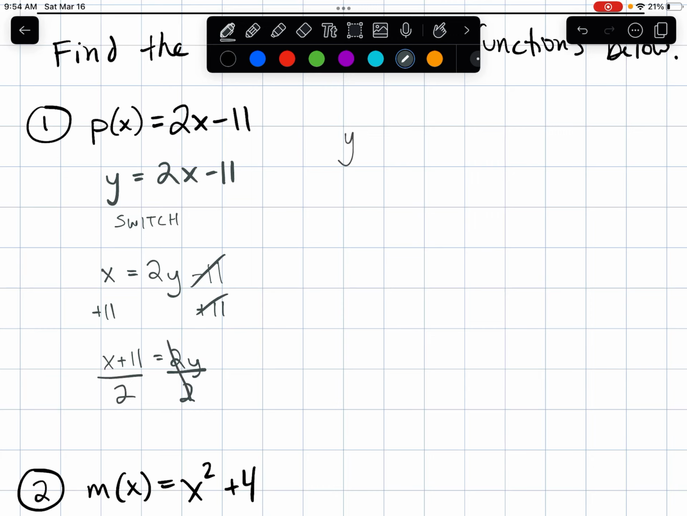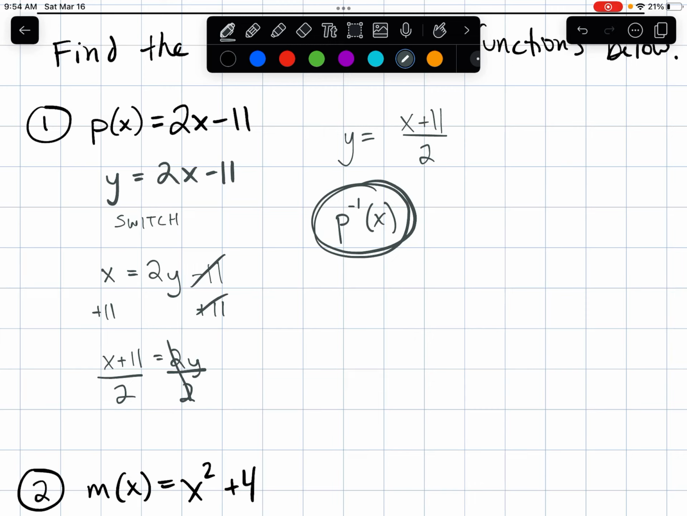And now we end up with y equals x plus 11 over 2, okay? I want to write my final answer, letting me know that it's the inverse function. So I'm going to use that -1 exponent. So I'm going to say the inverse of p of x. That's how we would say this.